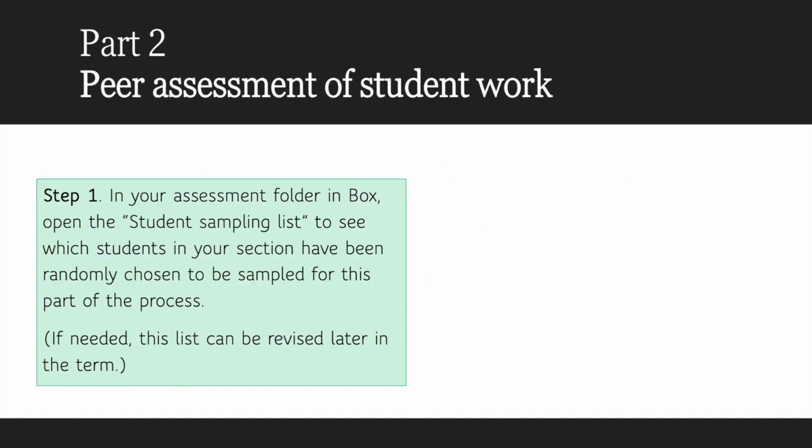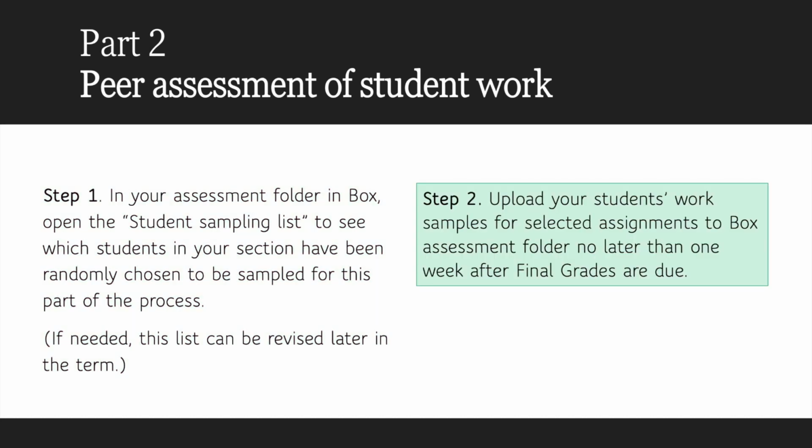In your personalized Box assessment folder, you can open the student sampling list to see which students in your section have been randomly chosen to be sampled for this part of the process. Don't worry just now about needing to possibly amend the list. So for example, if a student on the list withdraws from your course or for whatever reason didn't turn in work for the featured assignment, we can make adjustments to the list as needed. If for any reason you think you'll need more time to meet this deadline, please don't hesitate to reach out to me.